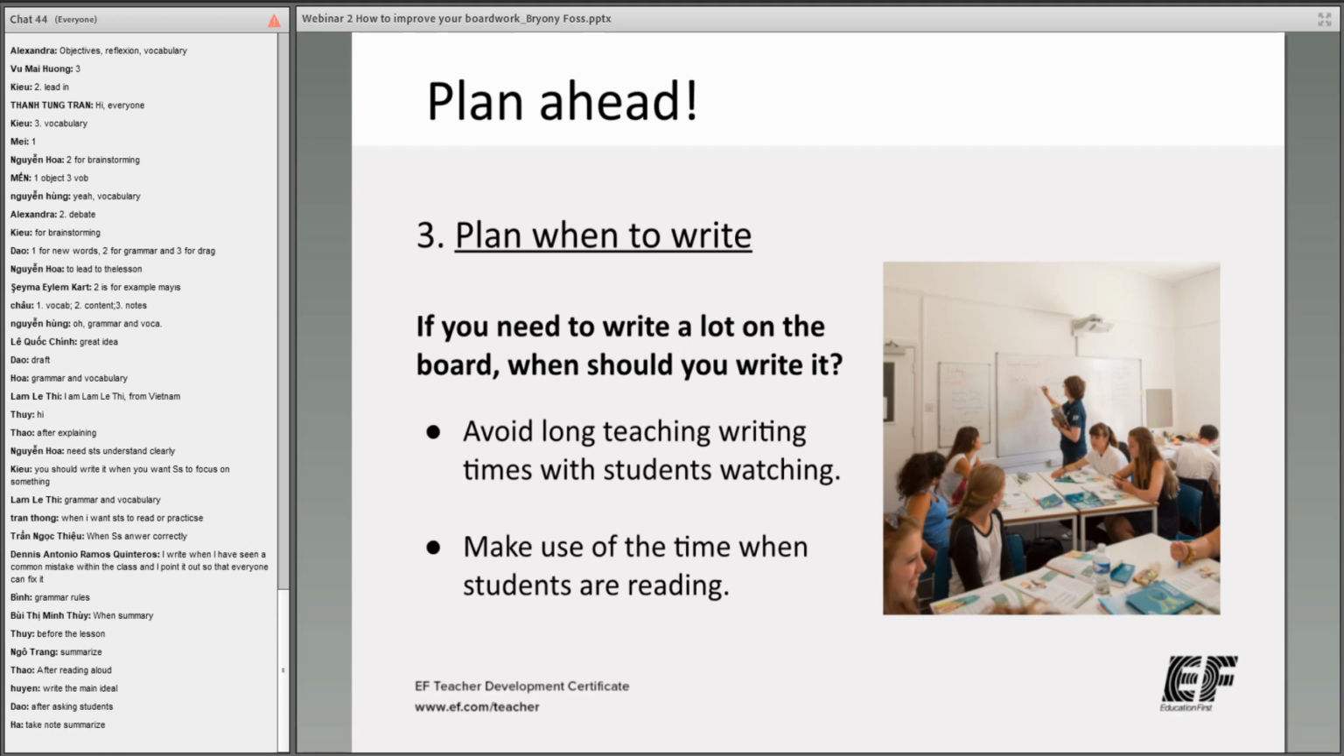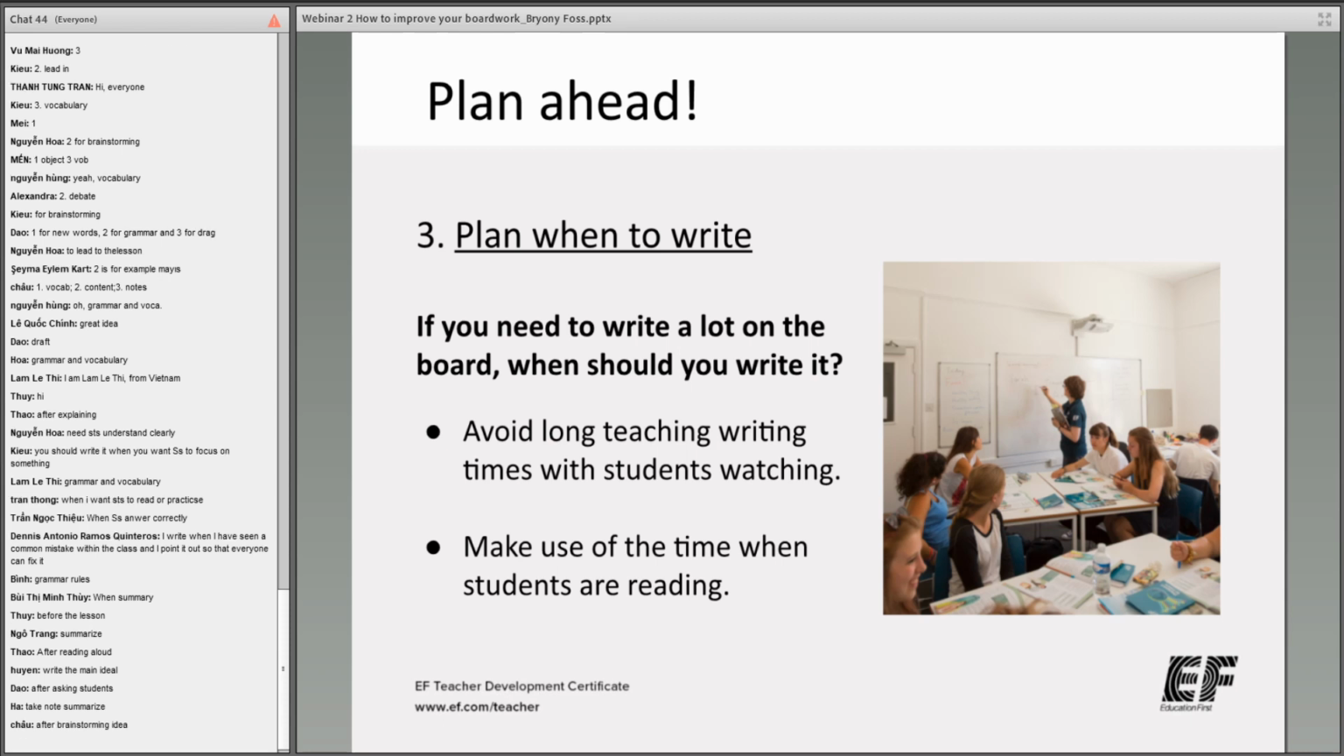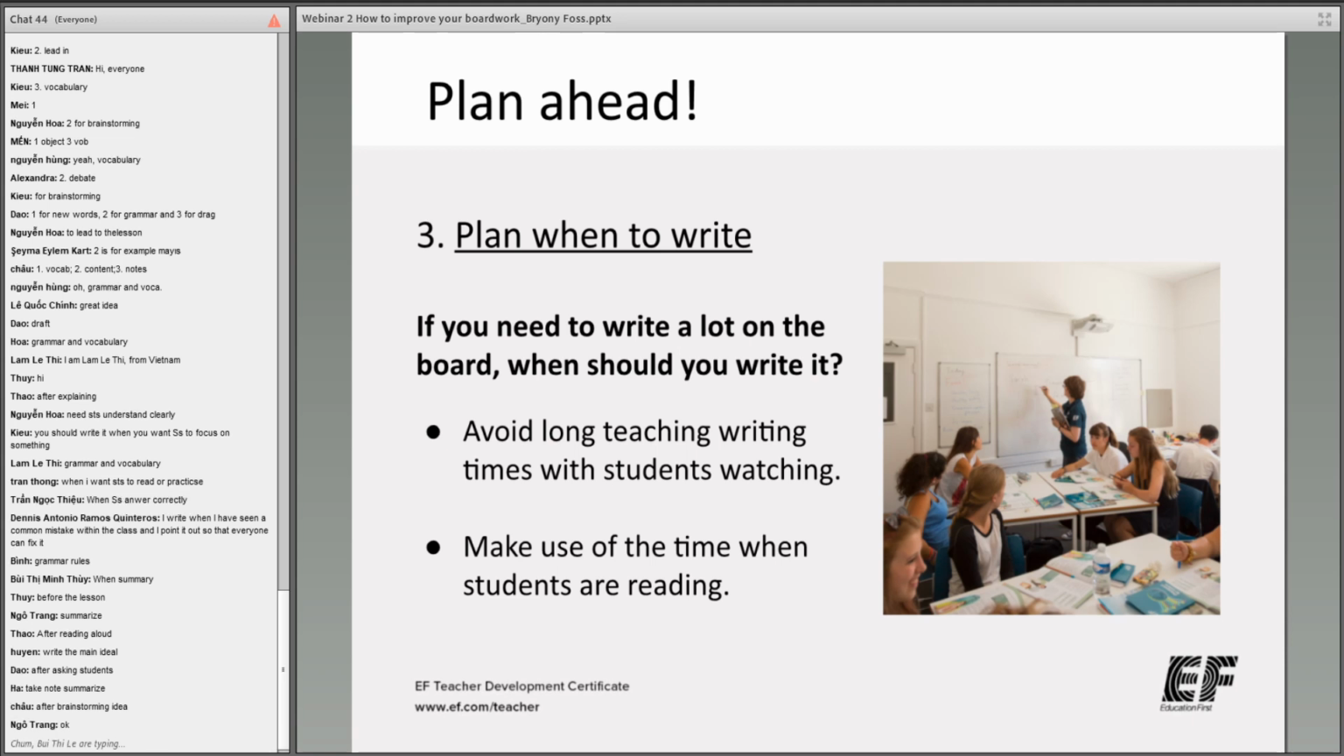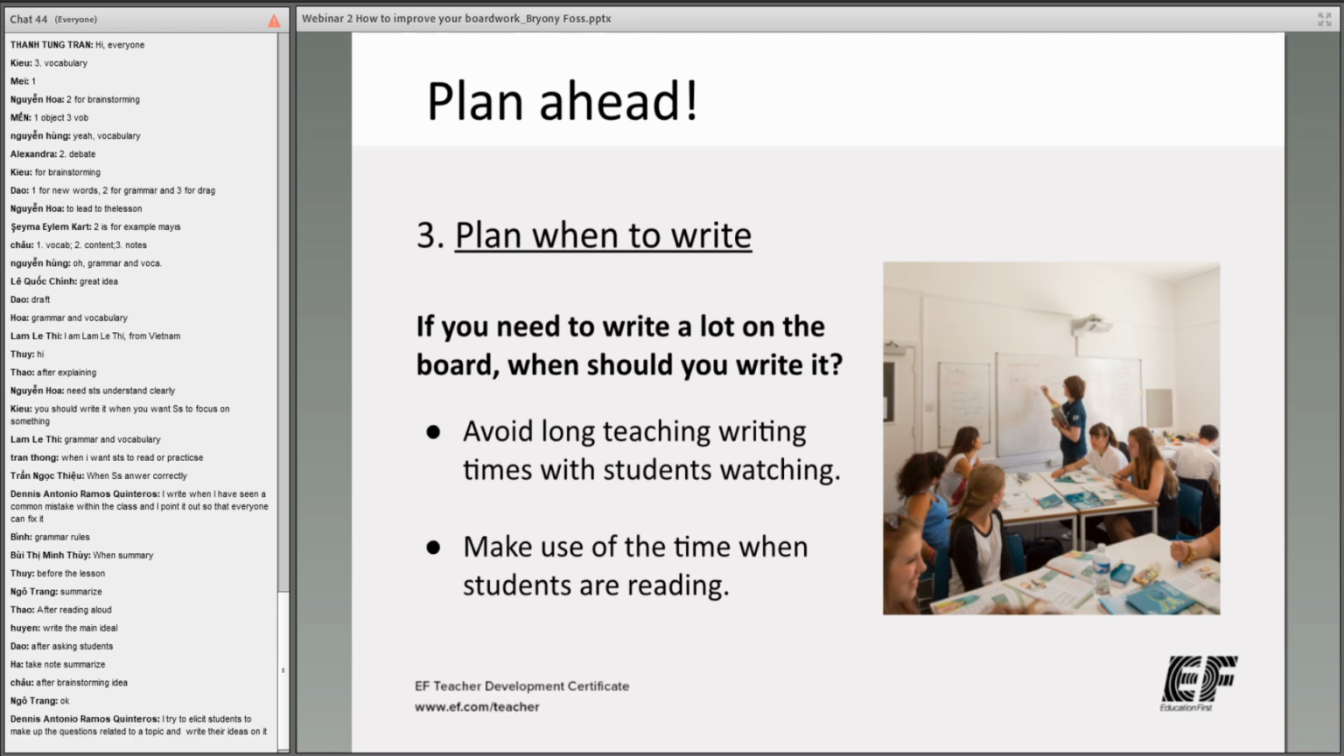So I would recommend avoid long teacher writing times when the students are watching you in the class. This slows your lesson down and it can be boring for your students to watch you writing the questions, and it wastes valuable class time. So make use of the time when your students are reading or maybe speaking in groups to write your questions on the board. This is time when the students are doing something different, and maybe it's not the best time to be monitoring them when you can write on the board.